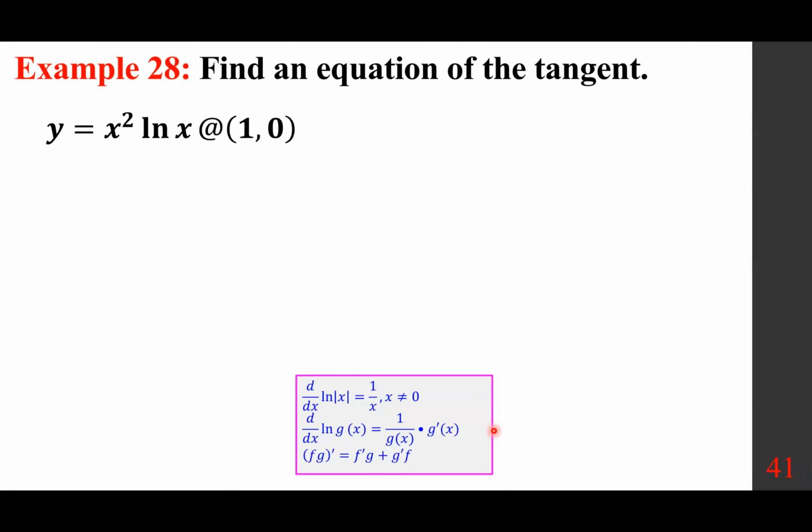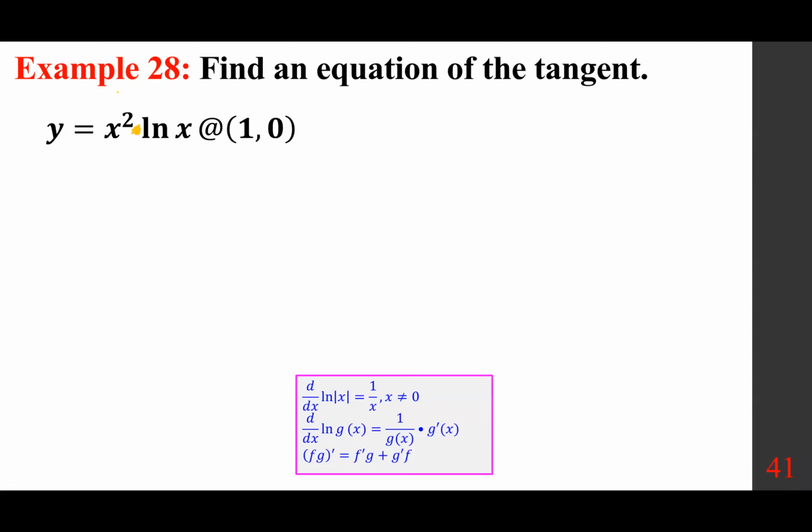x squared times ln x. Let's find the equation of a tangent line. First and foremost, I want to find the slope. To find the slope, I need to differentiate. To differentiate, I'm going to use the product rule.